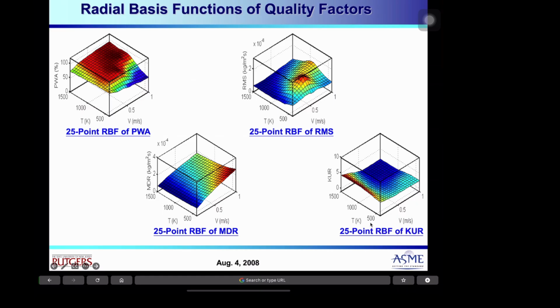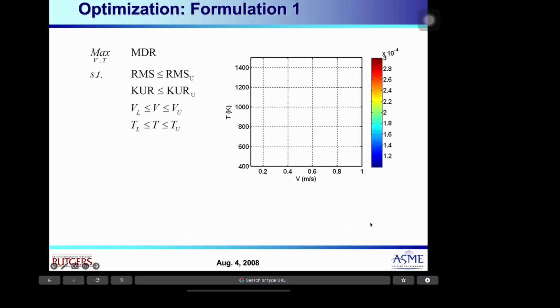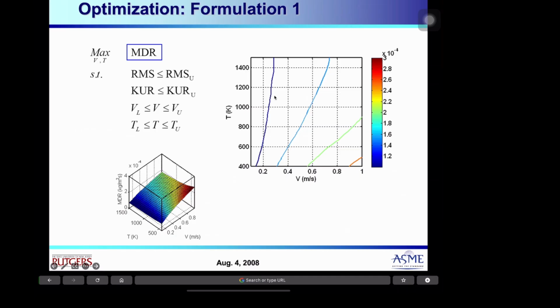Once I have those functions, I just did optimization. This is maximizing deposition rate subject to root mean square error smaller than a certain limit and local error smaller than a certain limit. This is how the objective function looks. If I want to maximize it, higher deposition rate is the best. So lower temperature and higher velocity give us the greatest deposition rate. But this is the flatness.